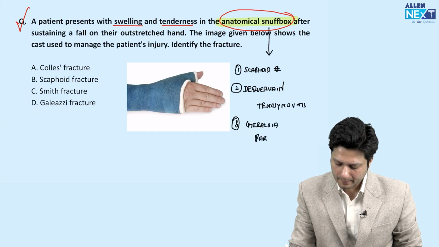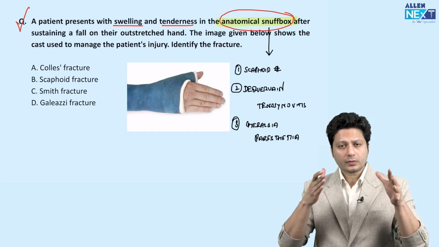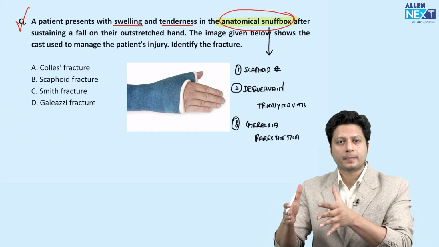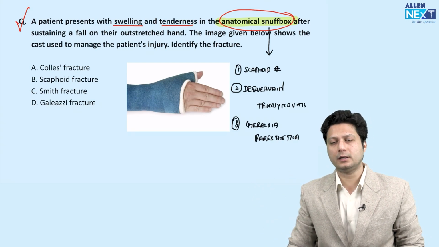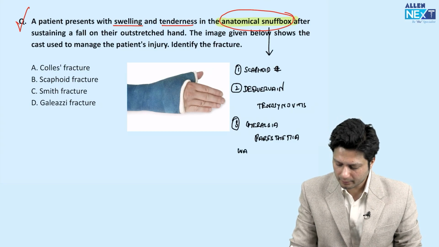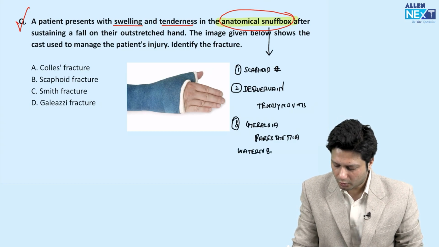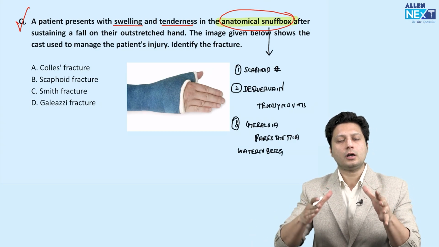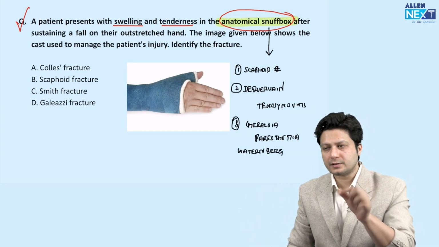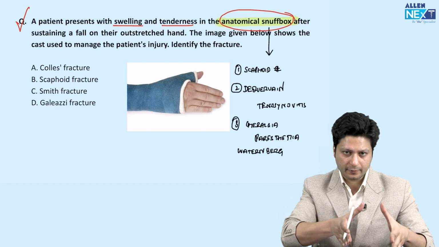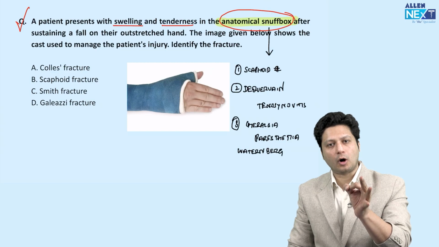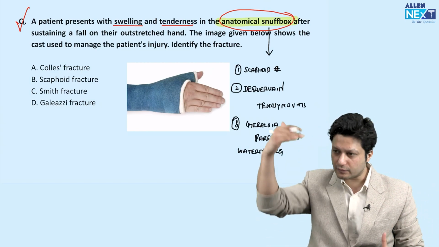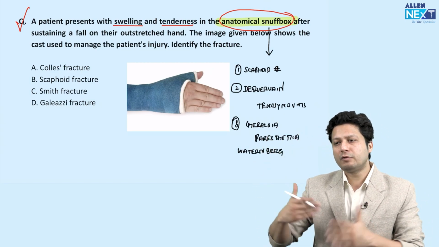cheiralgia paresthetica. What is cheiralgia paresthetica? Basically, it is wrist watch neuropathy, also known as Wartenberg entrapment neuropathy. What happens in this? There is a compression of the superficial radial nerve. So whenever you see the word anatomical snuff box, it has orthopedic significance with these three conditions. Now, let's see which way the question goes.